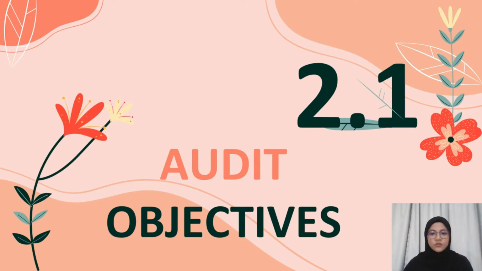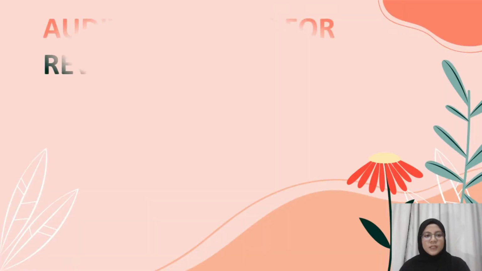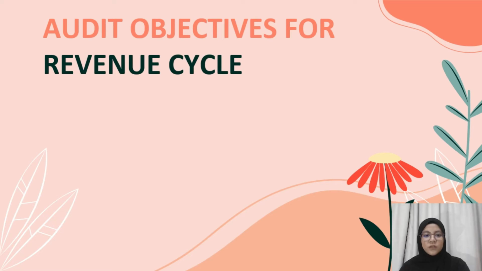Next, we move to section 2.1, which will discuss audit objective. So there are two types of audit objective that we will discuss in this topic, which are the general audit objective and the specific audit objective for a revenue cycle. The audit objective plays a role as a benchmark for an auditor in performing their work so that they can detect any material misstatement or fraud that could happen in the revenue and receivable.